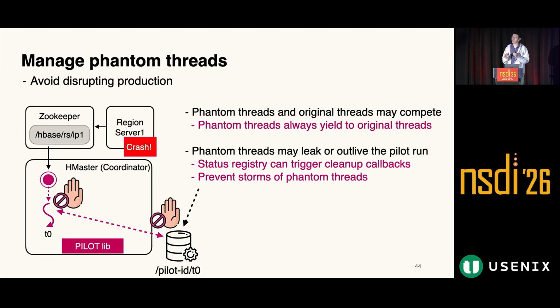Also, phantom threads might be spawned indefinitely under some malicious scenarios, and this will overwhelm the system. To protect the original system, the parallel API will stop spawning new phantom threads when the number exceeds a pre-configured limit.